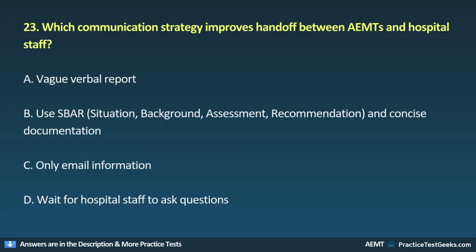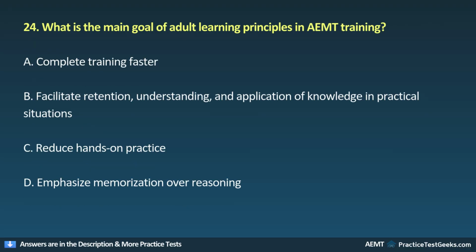A. Vague verbal report. B. Use SBAR, situation, background, assessment, recommendation, and concise documentation. C. Only email information. D. Wait for hospital staff to ask questions. 24. What is the main goal of adult learning principles in AEMT training?